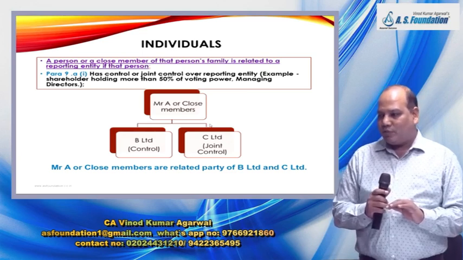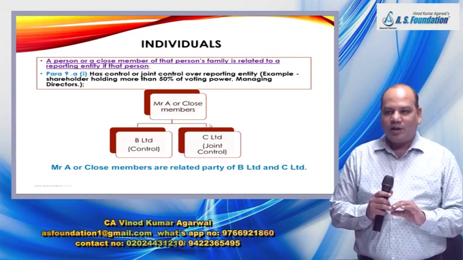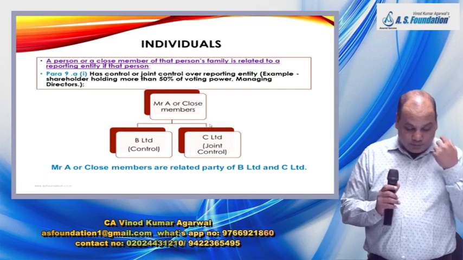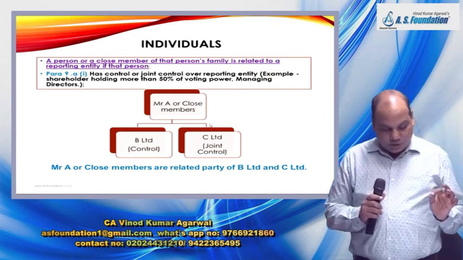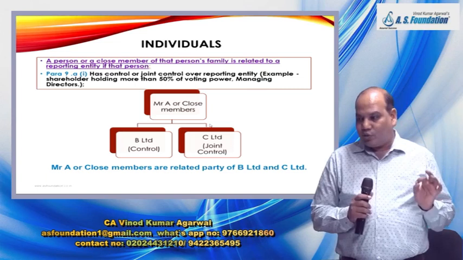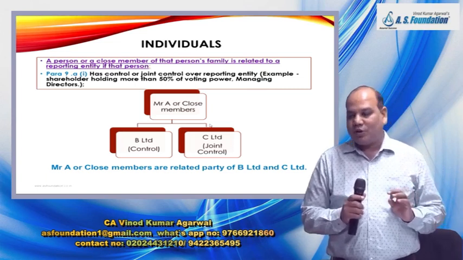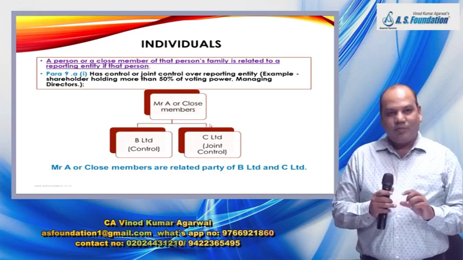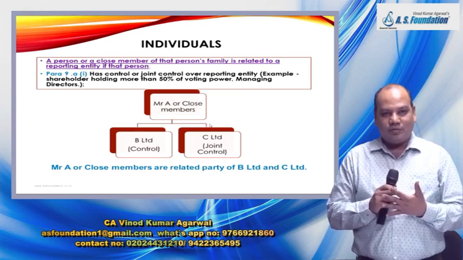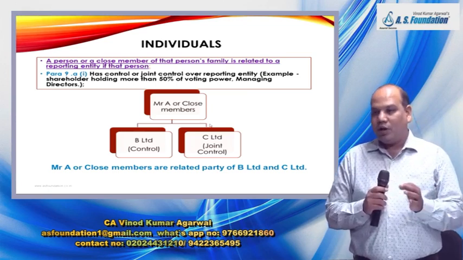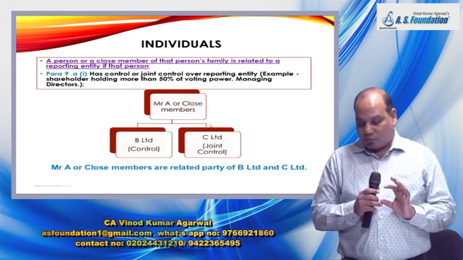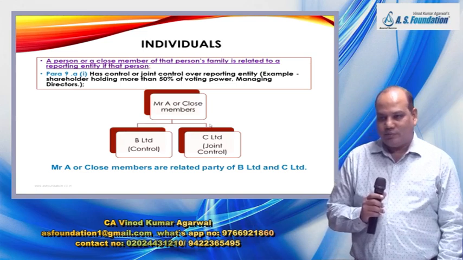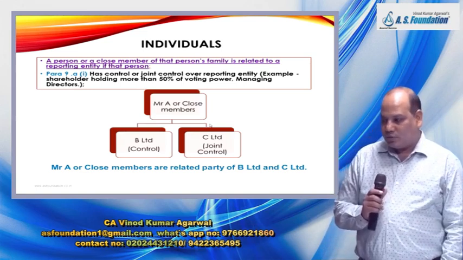And if it fits into one of these, then it is a related party of the reporting entity. In the standard, the related party relationship has been given in two paragraphs, popularly known as para 9a and 9b. So for this standard, the para number is also important. 9a is for a person, or what we can call an individual, and 9b is for entities.